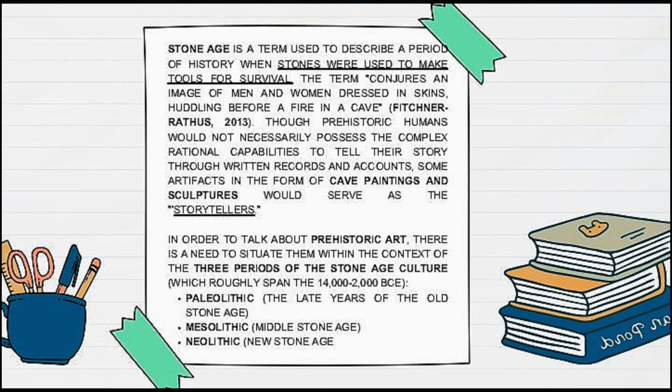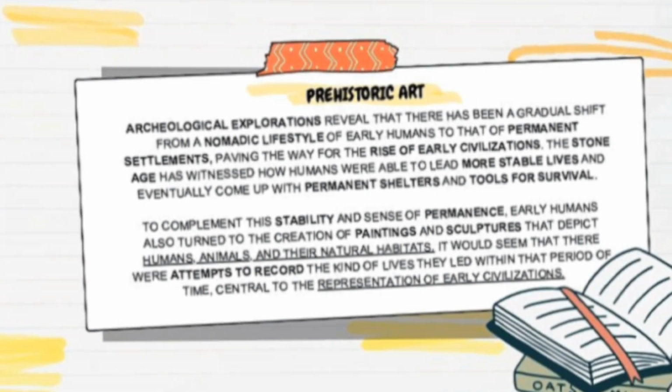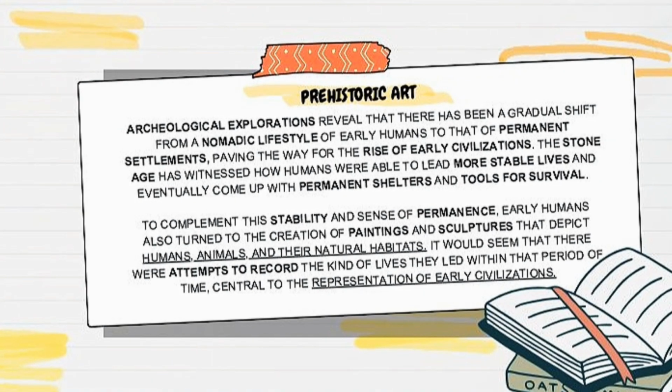In order to talk about prehistoric art, there is a need to situate it within the context of the three periods of the Stone Age culture, which roughly span 14,000 to 2000 BCE. We have the Paleolithic, the Old Stone Age, Mesolithic, the Middle Stone Age, and lastly, Neolithic, the New Stone Age.